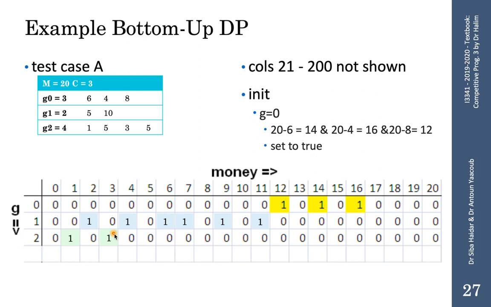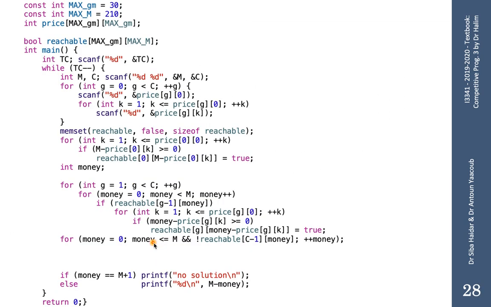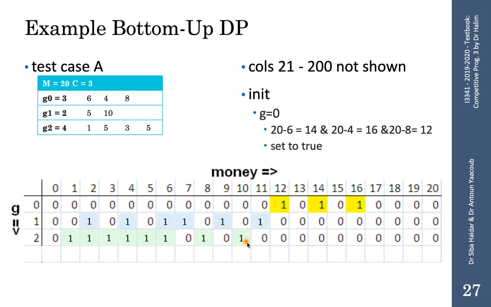I repeat the same thing. If I have $6, I can buy all the possible models. So I put 6 minus 5 equal 1, 6 minus 3 equal 3, and 6 minus 1 equal 5. I will set all these states. Some of them have already been set. And I continue this way until I fill my memo table.